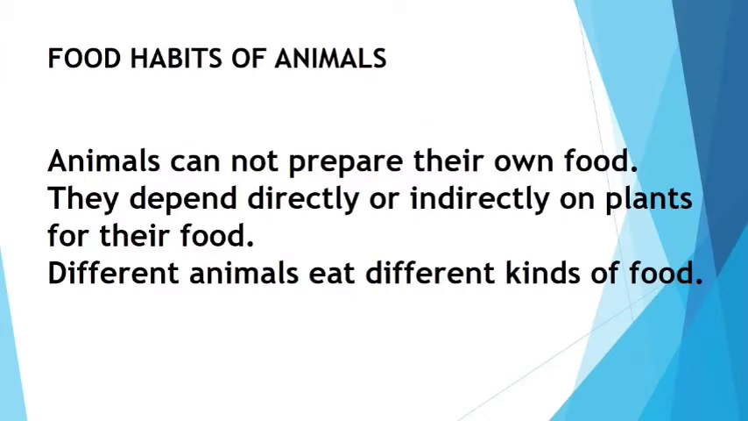Food habits of animals. Animals cannot prepare their own food. They depend directly or indirectly on plants for their food. Different animals eat different kinds of food.